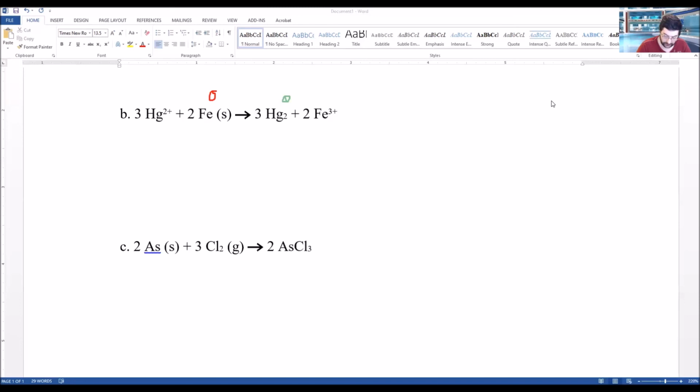So we're going to look at the mercury. We're going to go from this side to this side. So it went from a +2 charge to a 0 charge. That means it became less positive, which means it had to gain electrons. So gain electrons, reduced, GER. Okay, and then that means that the iron, okay, it went from a 0 charge to +3. It became more positive. That means it lost electrons. Lose electrons means oxidized.